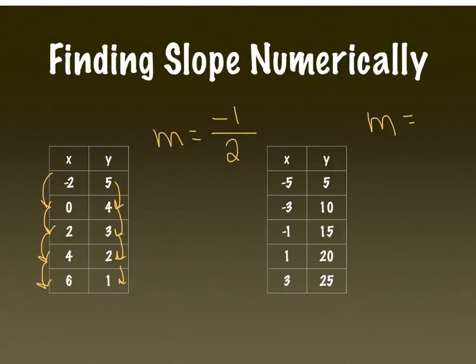For the second table, I look at my y values and I notice I'm going up by 5 each time. When I look at my x values, I notice I'm going up by 2 each time. So for the second table, my slope is 5/2.